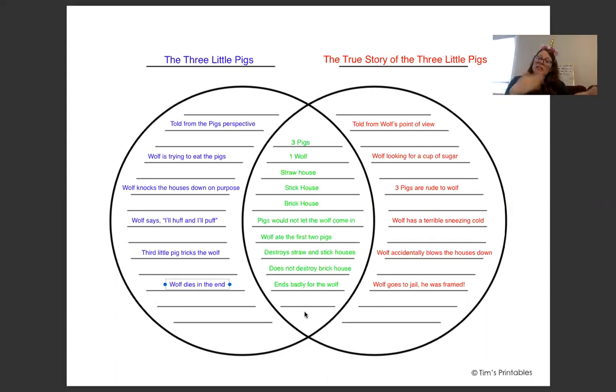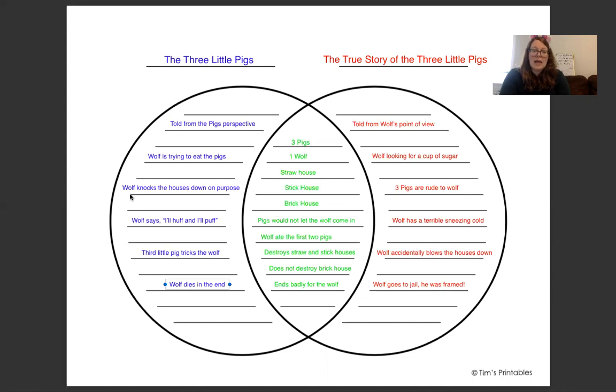Now let's look at what was different in both stories. First, we're going to look at the Three Little Pigs. That's in blue. So this is the original story of the Three Little Pigs. What did you find that was different about this story? Here's what I found that was different. The Three Little Pigs was told from the pig's perspective. That means when you're reading the story, it was showing you what the pigs were thinking and how the pigs were feeling.